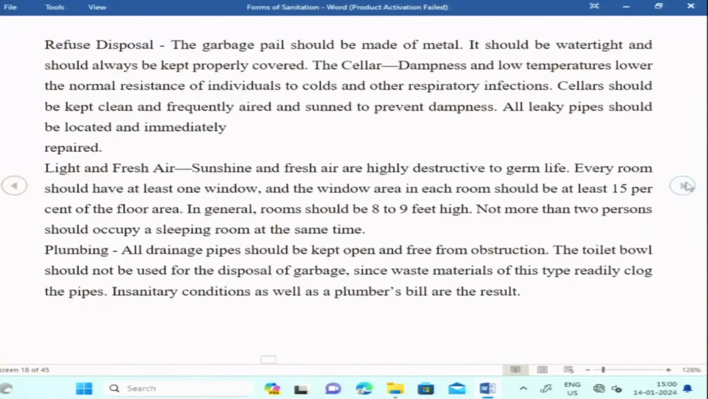And then I think the plumbing condition, which speaks about the drainage pipes, how and where they have to be kept, the obstructions, how they have to be overcome, and the most important thing of course is that we have to see that proper disposal is represented when we try to speak about that particular aspect.